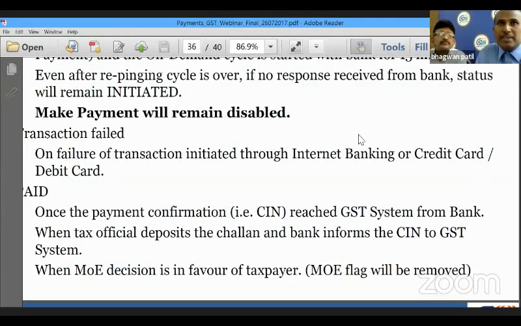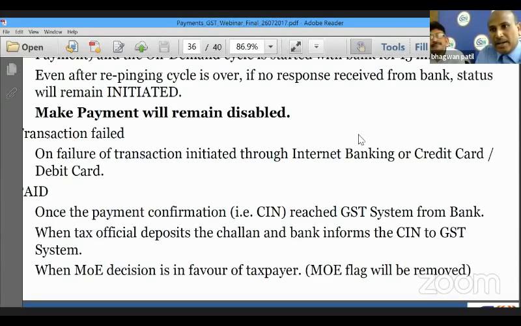Can we pay GST through net banking? Of course, you can pay through net banking. We have already explained there are 5 modes of payment. I'll again repeat. First is the net banking mode.